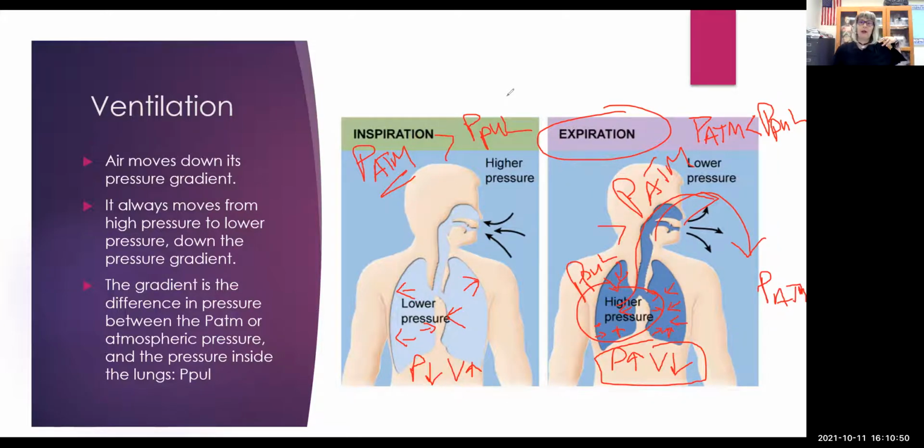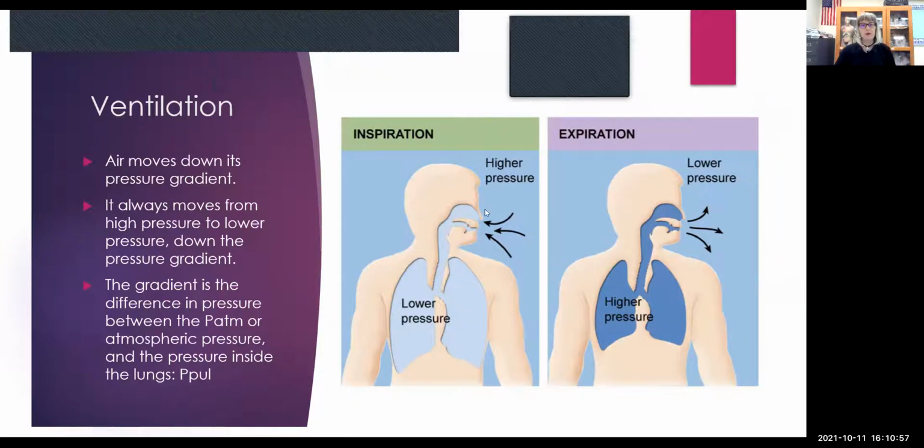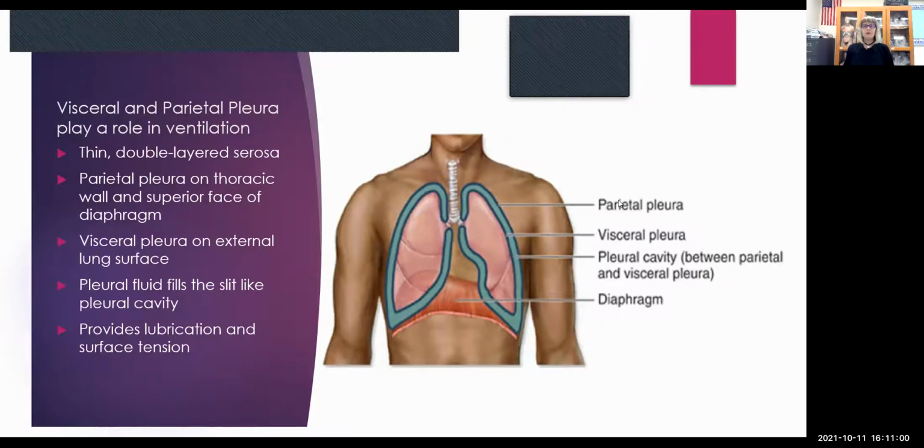I hope that helped a lot. Let me just clear all the drawings. Let me remove the bar so that I can move on to the next slide.